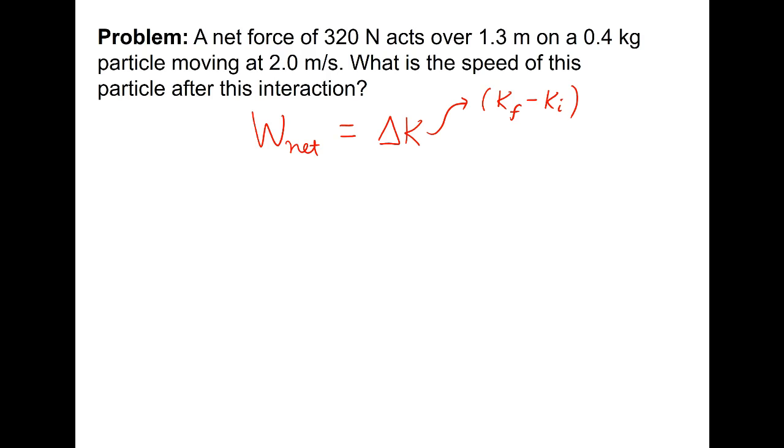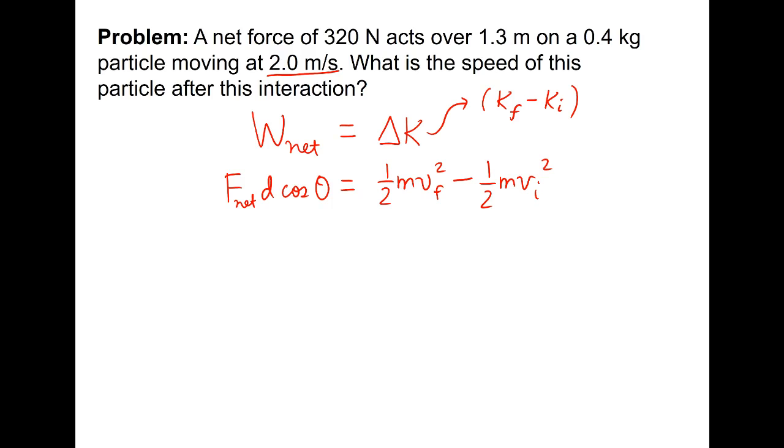Now we don't know everything about the situation, but we do know that it has a v initial, so it does have a K initial, right? Now the work turns into F net d cosine theta, and change in kinetic will be K final, which is 1/2 mv final squared, minus K initial, 1/2 mv initial squared.